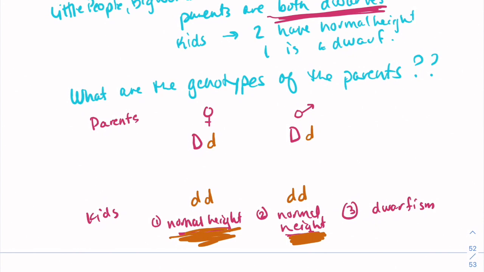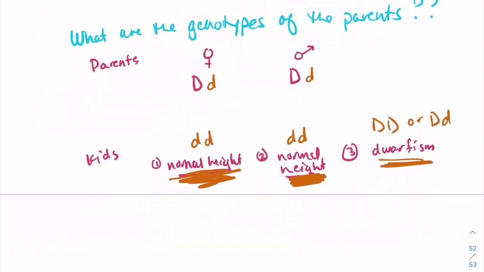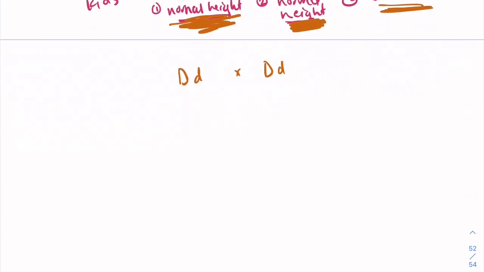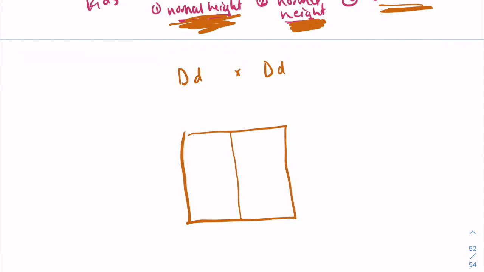All right, now the third child, oops, I'm still on eraser. The third child here, we don't know what they are. They could be homozygous dominant or heterozygous. But let's see what the chances of this are. Let's set up this cross here. Let's cross 2 people who are heterozygous for dwarfism. We've done this before many times.